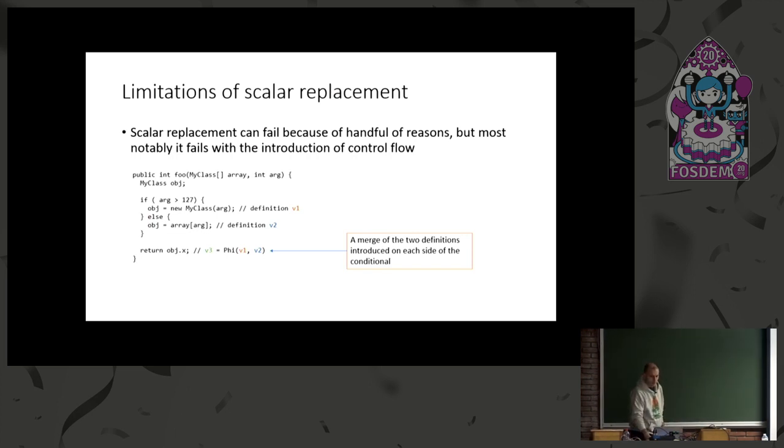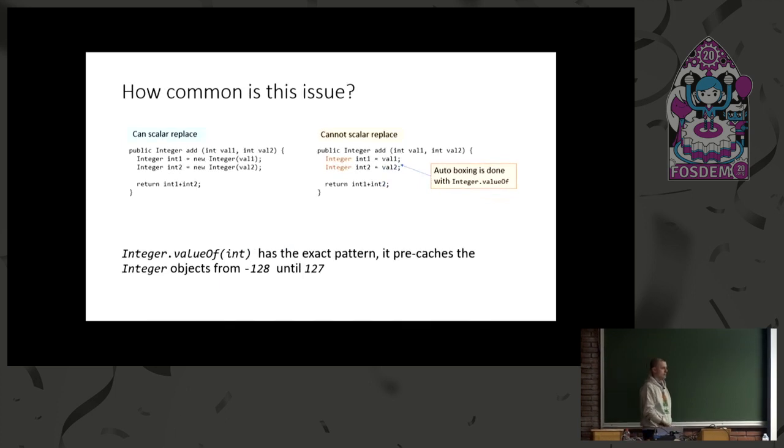So, how common is this issue? I'm back to my original example. The side that we have on the left here, we can scalar replace. But that's not what typically happens with auto-boxing. The side on the right, C2 is unable to handle.